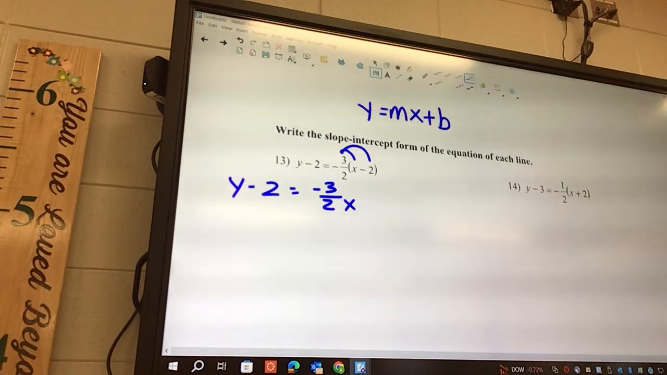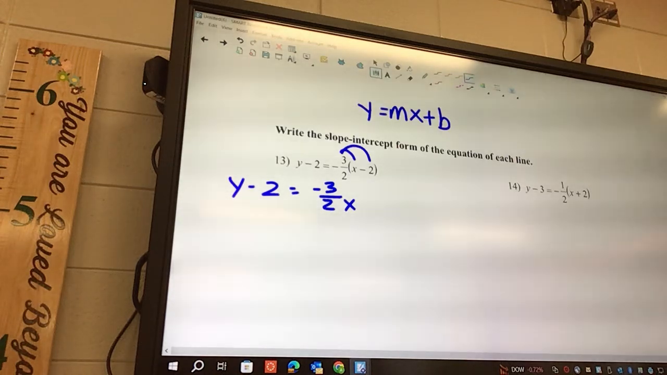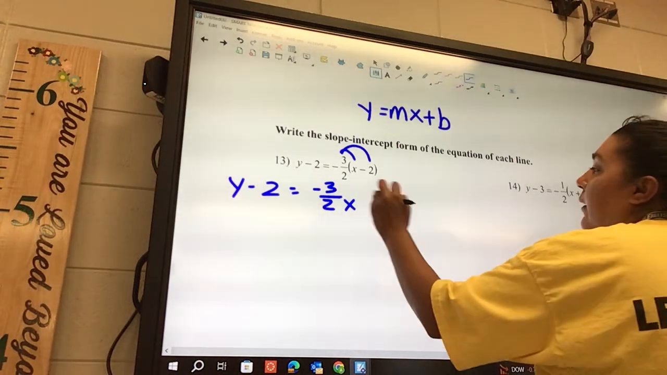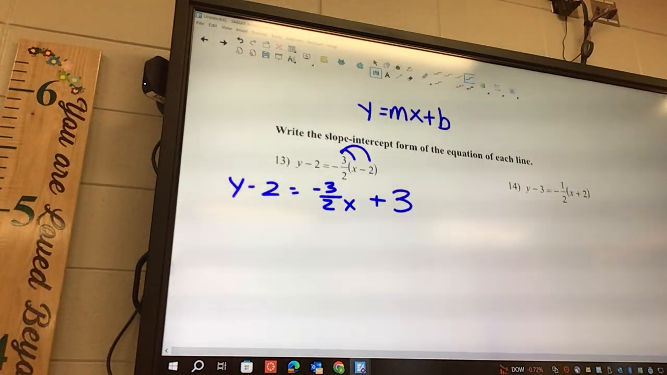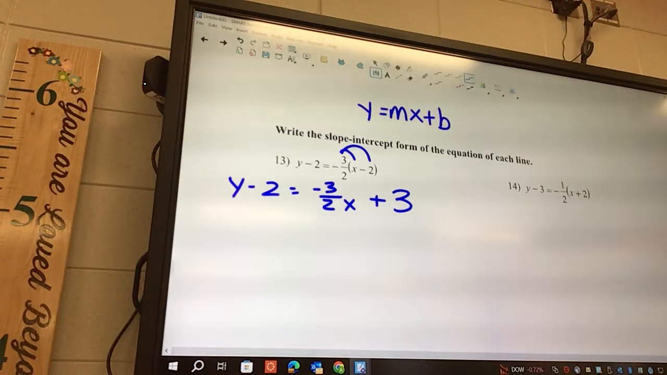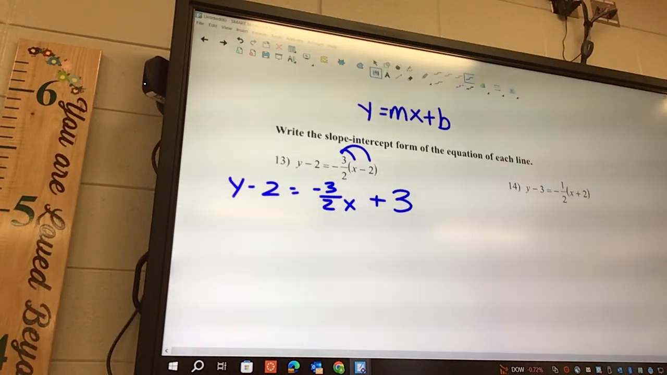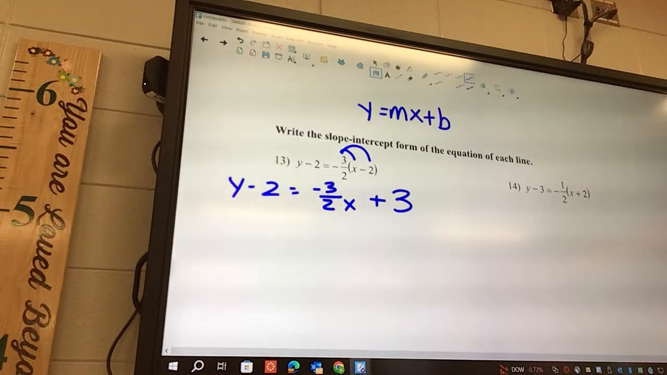Yeah, hurry up. Okay, so what you got? You got positive or negative 3? Positive 3? Okay, so we got positive 3, and if you don't know how to type it, please raise your hand, I'll gladly help you. You're not going to be able to do any of these if you don't know how to type the fractions on the calculator.